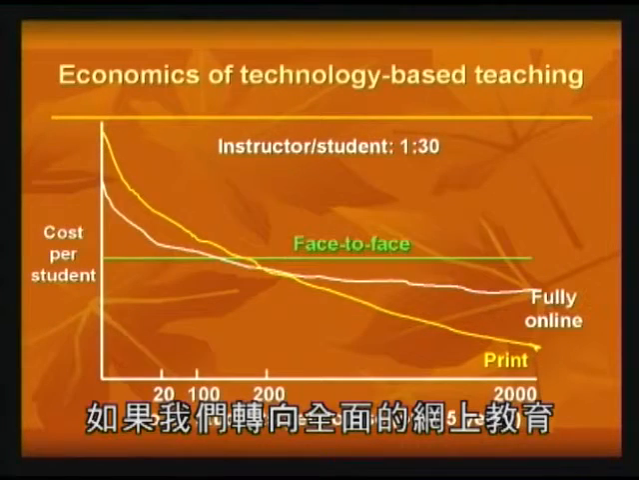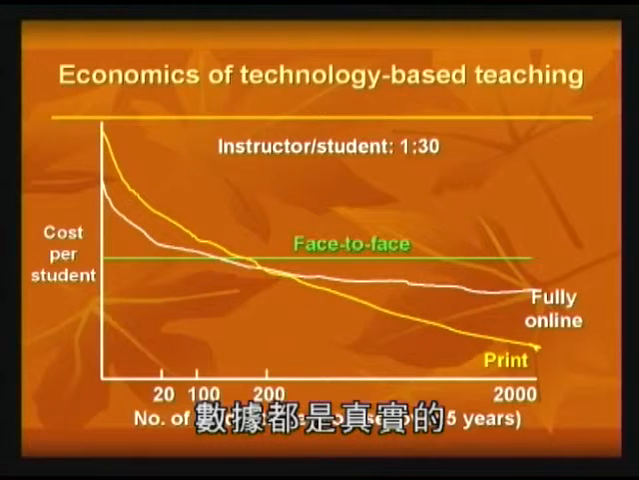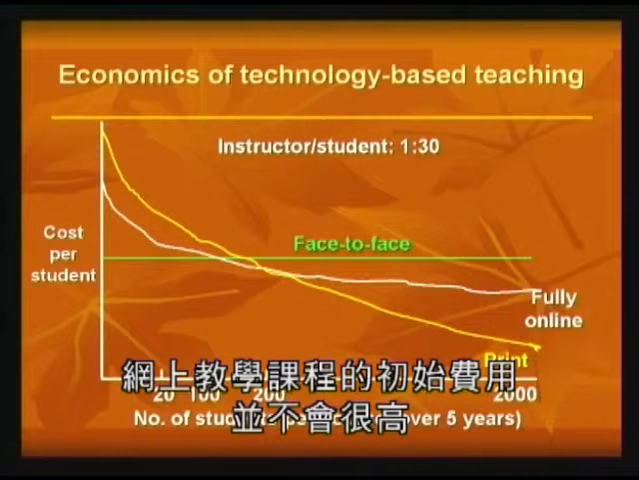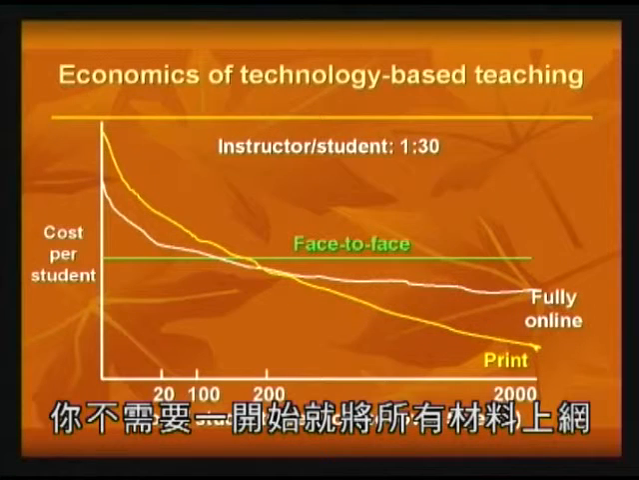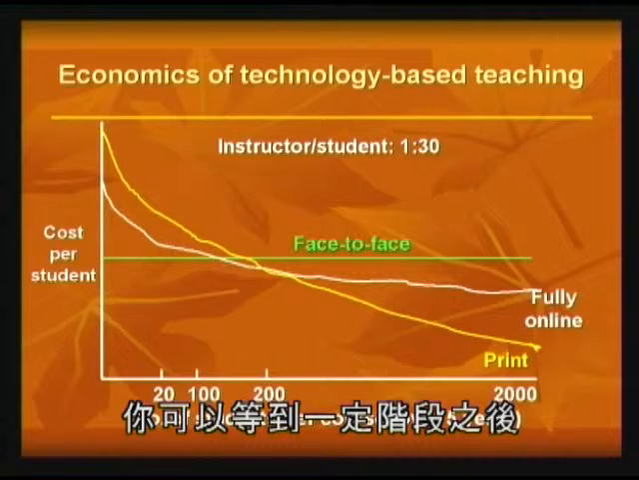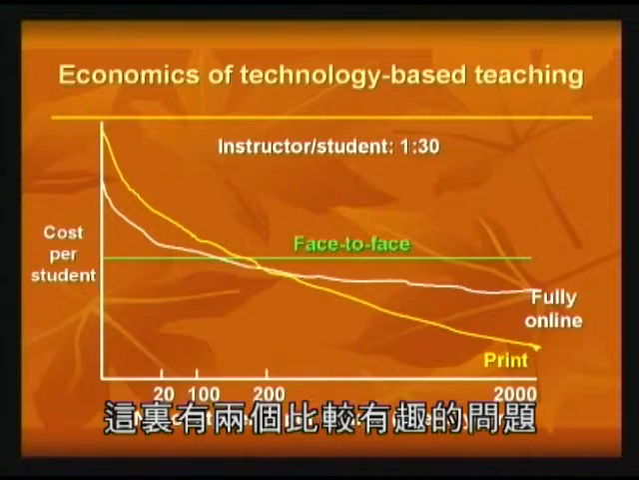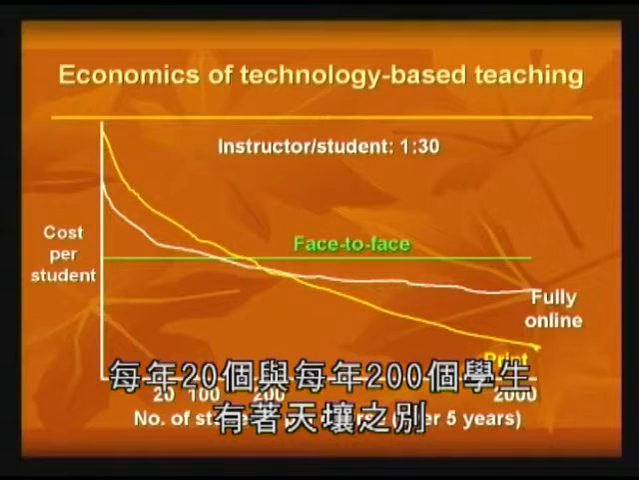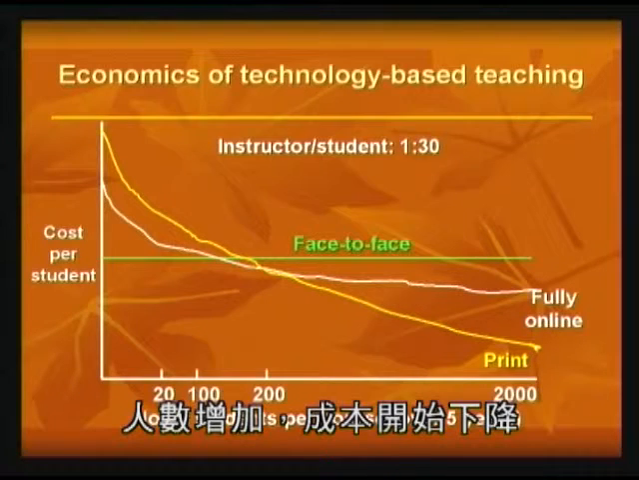If we go though to fully online distance courses, we get a graph like this, and again this is real data. Not quite so much to set up the print-based course because you have more flexibility with the web-based course. You don't have to get all the information up at the beginning, you can add it on as you're going to some extent. But notice here there's two interesting things about this course. First of all, there's not a lot of difference between 20 to 200 students a year compared with face-to-face teaching, and actually it starts to drop as the numbers go up.